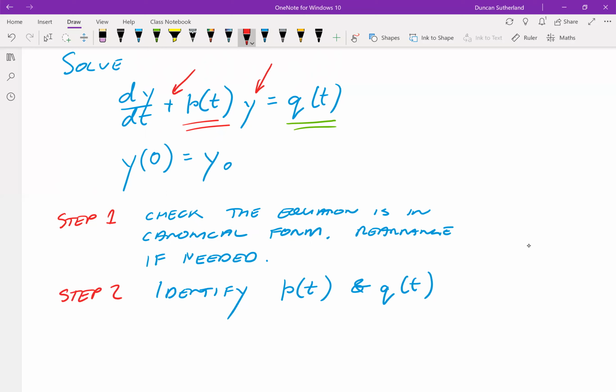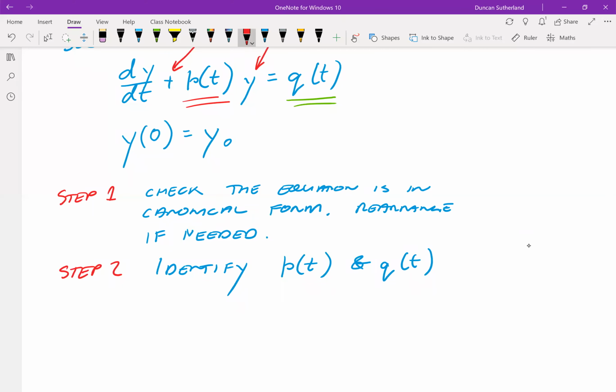So if this was a minus sign, you've got plus minus something, right? So that sign is associated with the P of t. We'll see some examples of that shortly. For now, our second step is to identify P and Q.